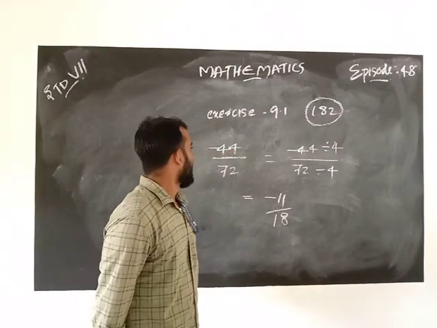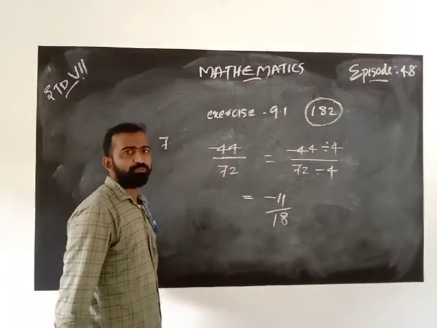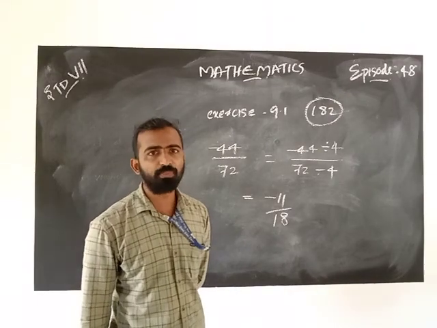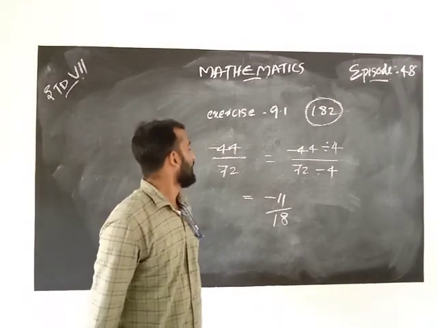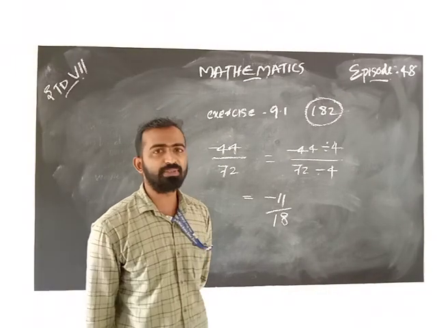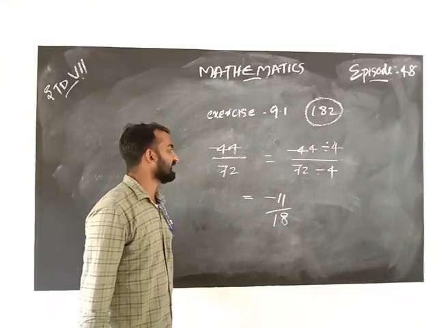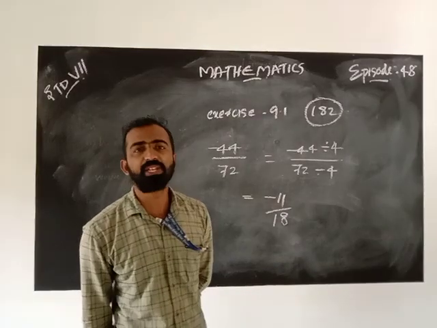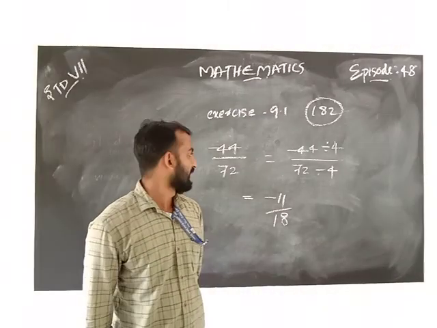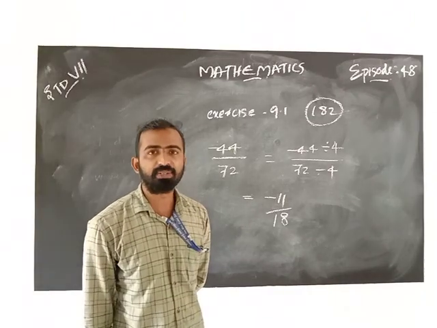When we simplify negative 44 divided by 72, or when we rewrite it, we get negative 11 by 18. Is it?